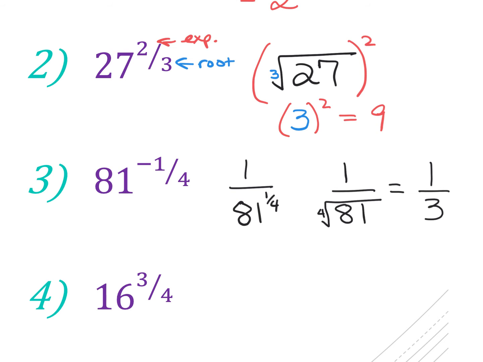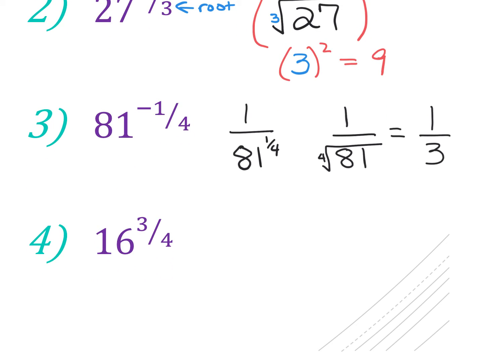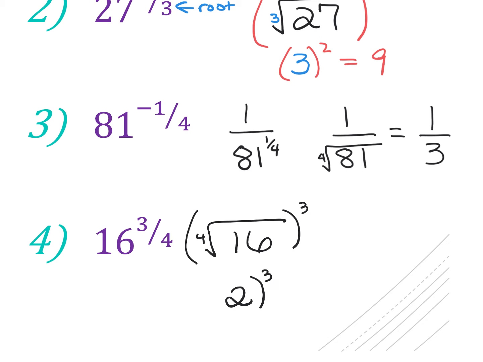The next one, again, I'm going to be finding the fourth root of 16 and then cube that answer. So I'm going to write 16, fourth root, raised to the third power. So the fourth root of 16 is going to be 2, because 2 times 2 is 4, times 2 is 8, times 2 is 16. And then I will cube that answer. Final answer here is 8.